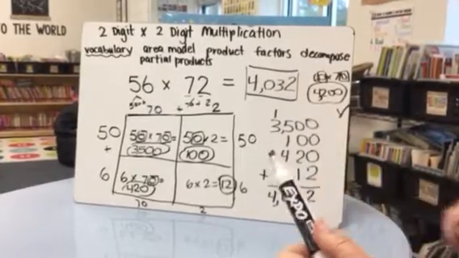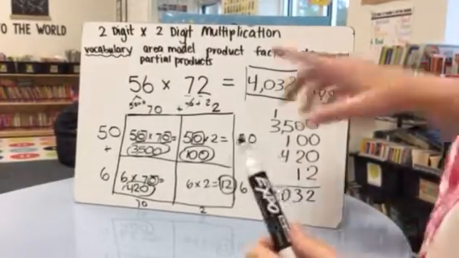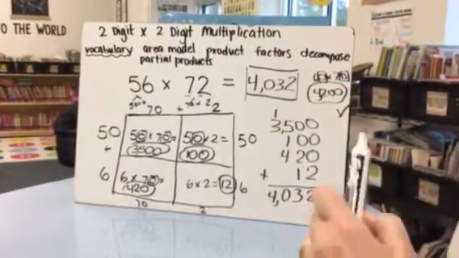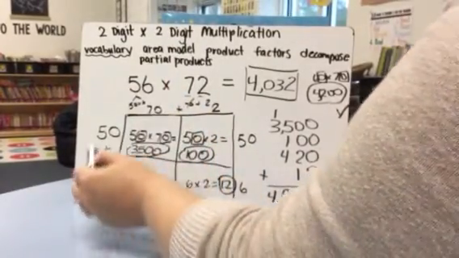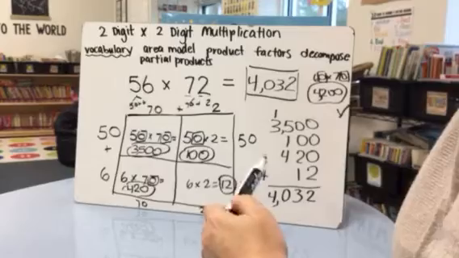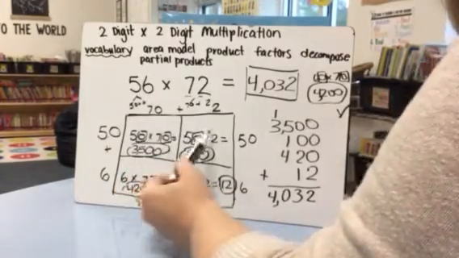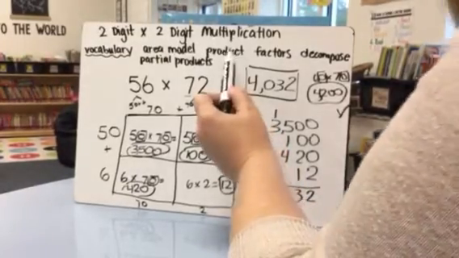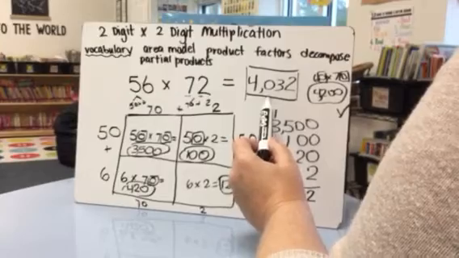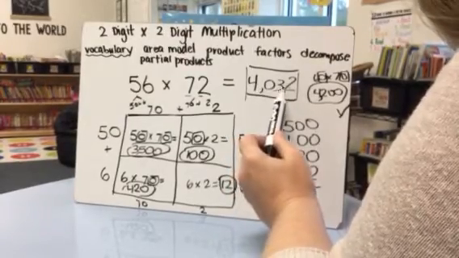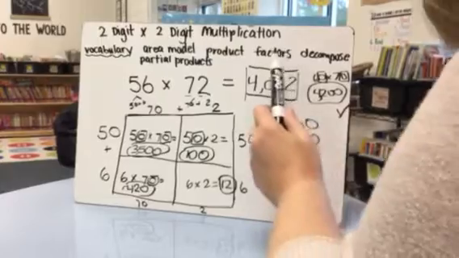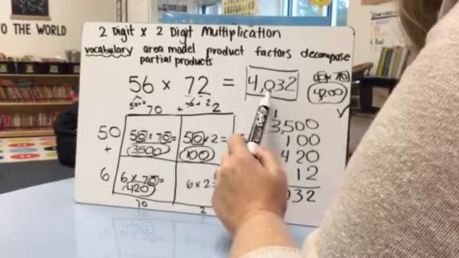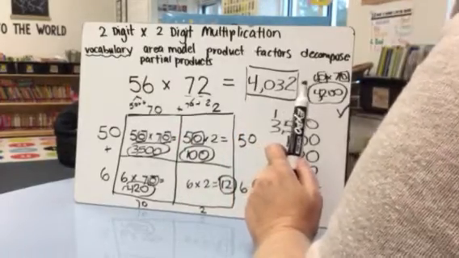We're going to do a quick vocab check and make sure you understand where all of these vocabulary words match up with our model right here. So the area model is called an area model right here because ultimately we are finding and solving for the area of each rectangle using the length times width formula. Product is the answer to any multiplication equation. 4,032 is our product. Factors are the two numbers that you multiply together. 56 is a factor and 72 is a factor.